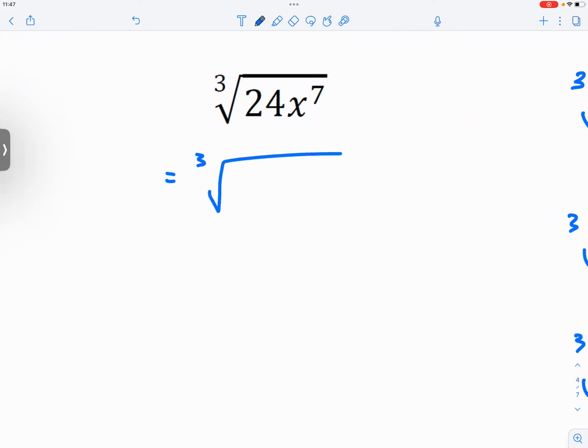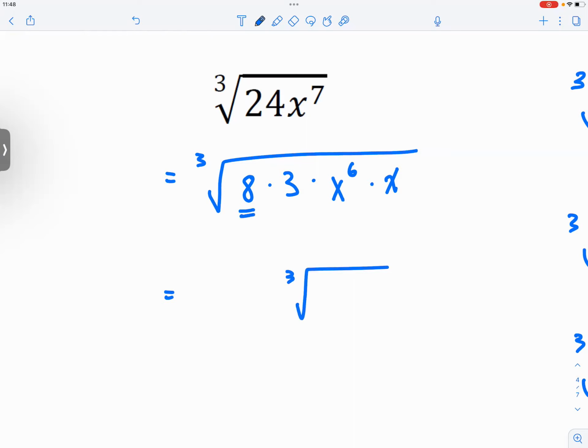Well, 24 in itself is not really a perfect cube, so there's nothing we can do with 24 directly, but 24 is 8 times 3, and 8 is a perfect cube. X to the 7th power is not a perfect cube, but x to the 6th is. So we can go ahead and break it down like this, and then we can handle this one by one.